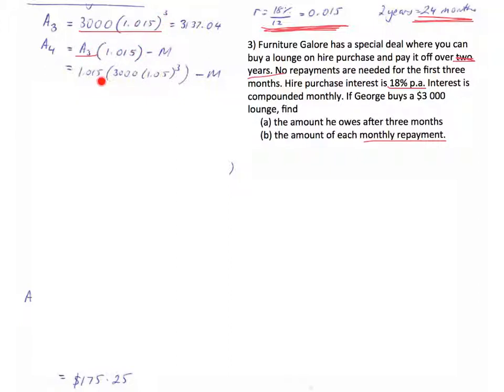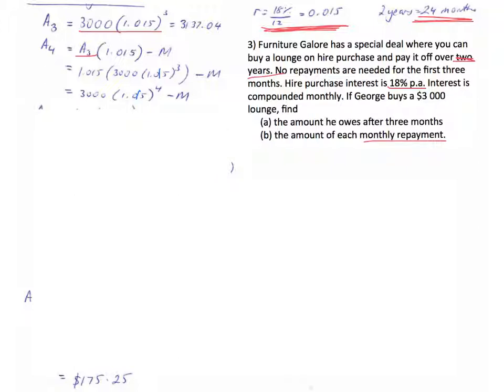So that becomes 1.015 to the power of 4. Oh, I've missed out a little 1 in there. And then we have the minus M. All right. Oh, maybe I've done that the whole way. No, just in a couple of the lines. So there we have the amount owing at the end of the 4th month.